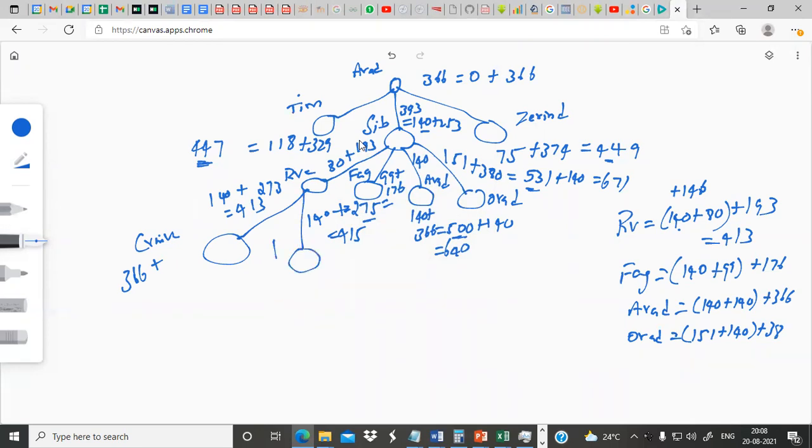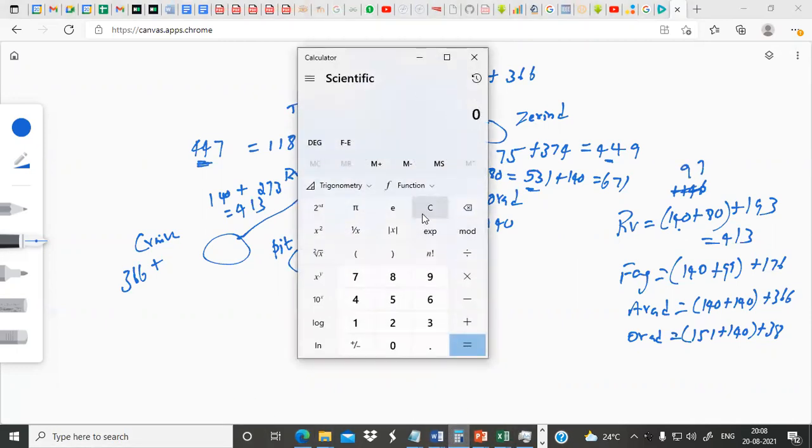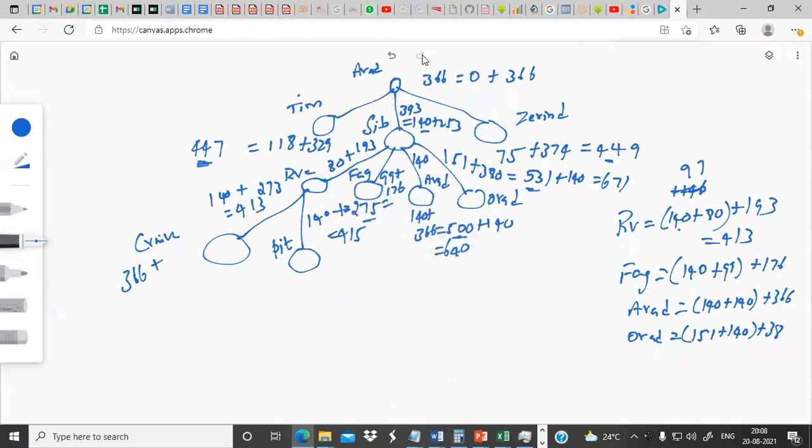is Pitesti. It can reach Pitesti at the cost of 97. So that means instead of 146 here we have to add 97. So it is 140 plus 80 plus 97, which is 317. So for reaching Pitesti, the actual cost is 317 via RV.